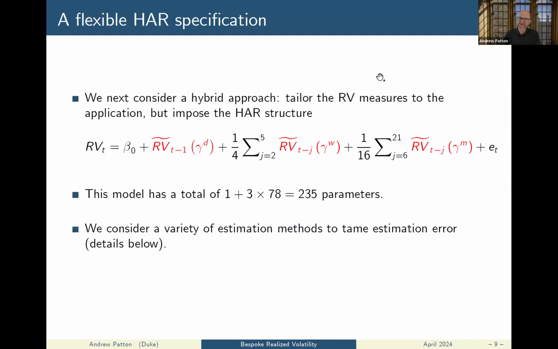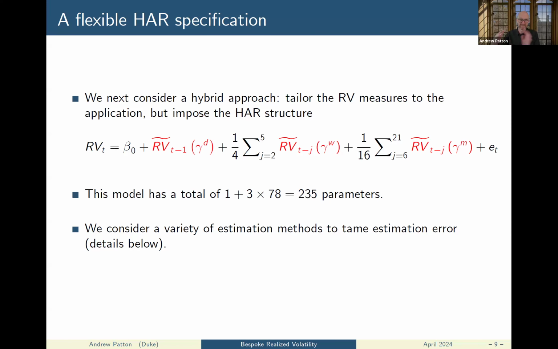So we only have 3 things on the right-hand side, but we allow each one of them to have their own free weights. So we're going to weight within the first lag, each of those 78 returns flexibly. In lags 2 to 5, they're going to have their own set of weights, potentially different from the weights for the daily. And then same for the month. So this gives us a total of 235 parameters, still a big model, but much smaller than the 1,600 or so parameters of the other model. And again, we're going to think about how do we impose some shrinkage of some sort to reduce the amount of estimation error.